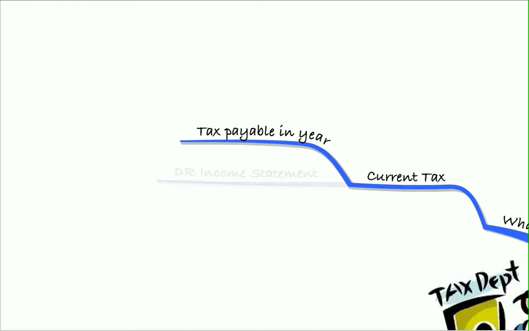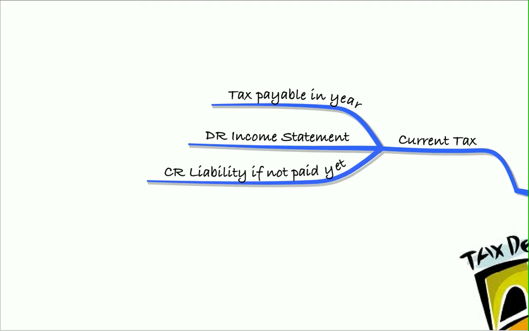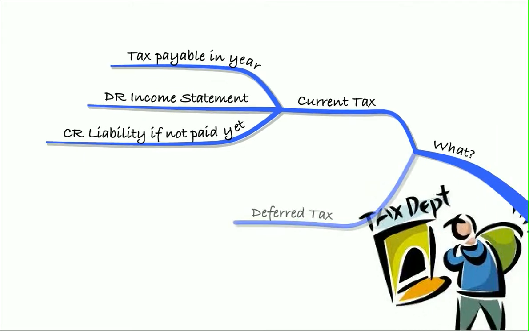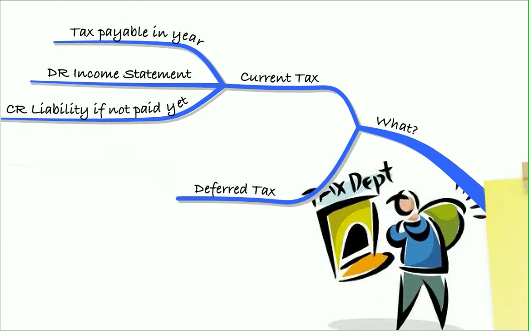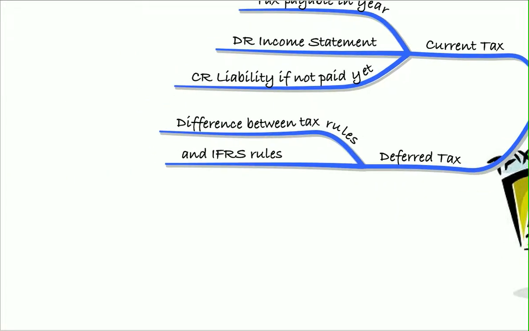So what do we do? Well, we debit the income statement with the tax charge and we credit a liability because generally speaking we won't pay that tax until next year. So the tax due will be debited to the income statement and credited to a liability for when we pay it later on. The deferred tax then we said was because of differences between the tax rules and IFRS rules.